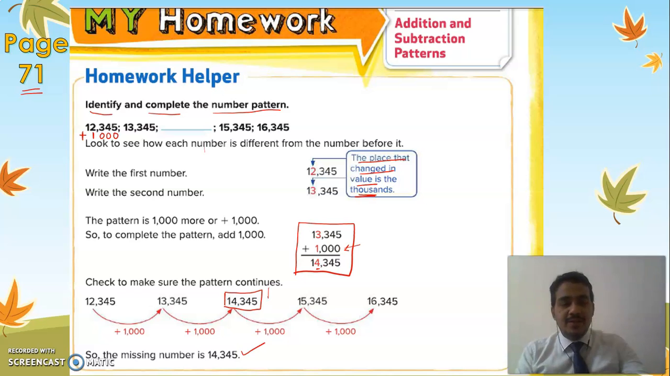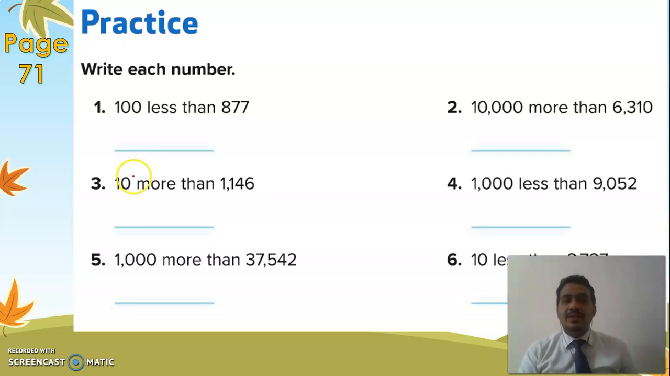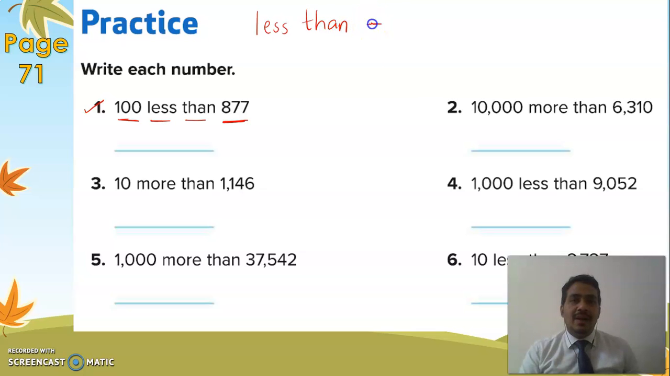Okay. Let's do some sums on this. On page 71, if you go down, there are some questions. First question, 100 less than 877. 100 less than. What do you mean by less than? When you do anything less, it is minus. When you do anything more, it is plus. So less than means minus. I will write here so that you can remember for the entire chapter that less than means minus.